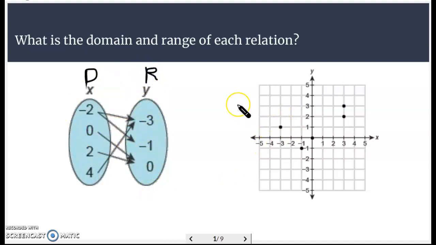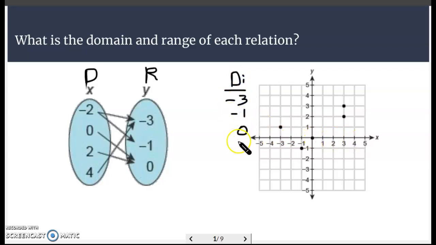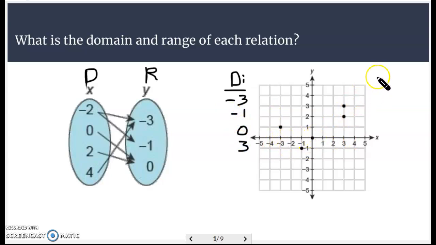Over here, the domain is all the x coordinates. So we have a -3, a -1, 0, and a 3. Those are the x coordinates of all 5 coordinates. The range is simply the y values. We have a -1, 0, 1, 2, and 3. Those are the y values of all the points here.